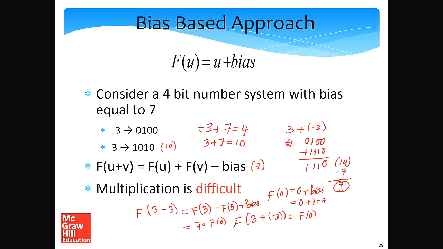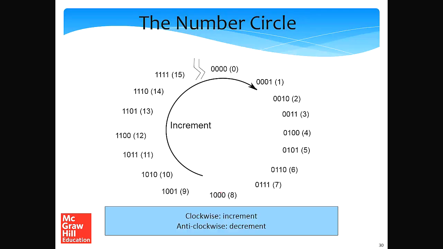So subtraction is also easy, but multiplication is difficult. So now we have seen three kinds of systems. One was the ones complement system. One is this particular approach, which is the bias based approach, and the other was the sign magnitude system. So let's now discuss one approach which is used, and it is used for a very good reason. So what are the reasons once again?